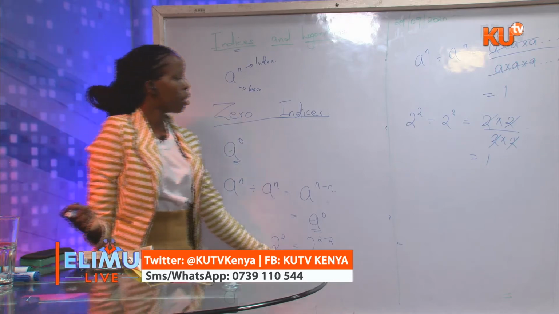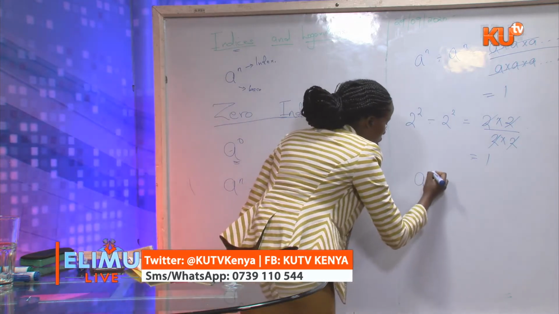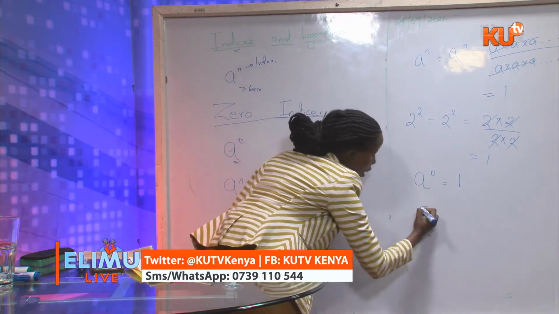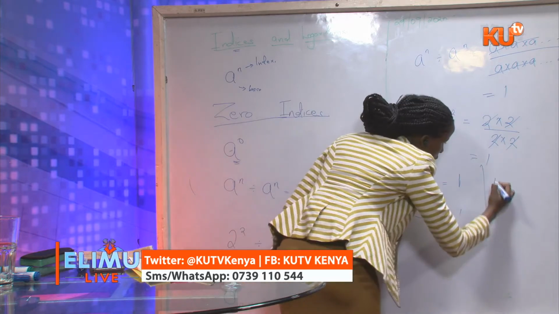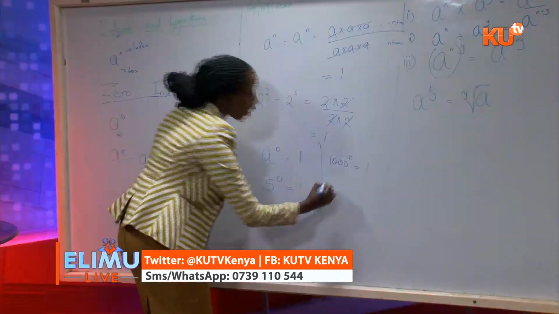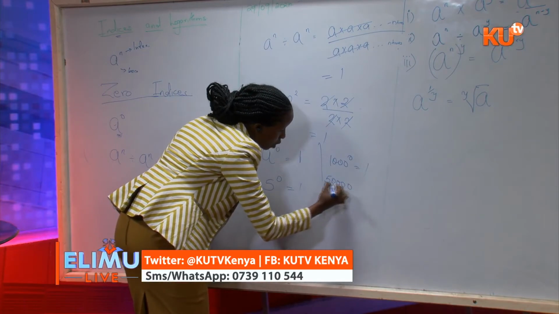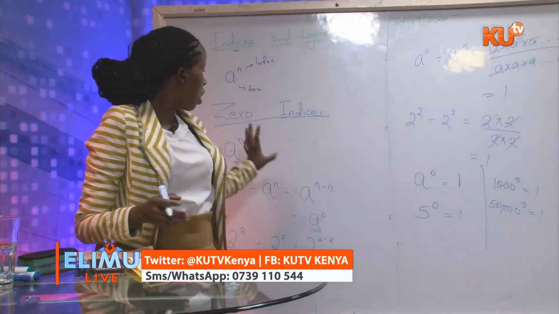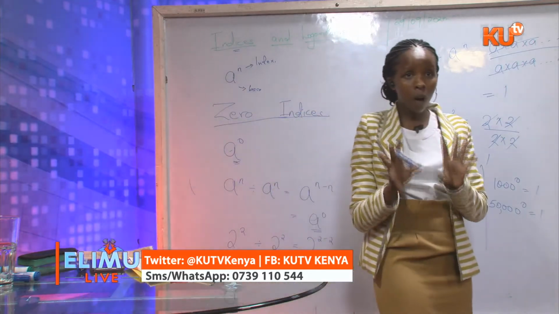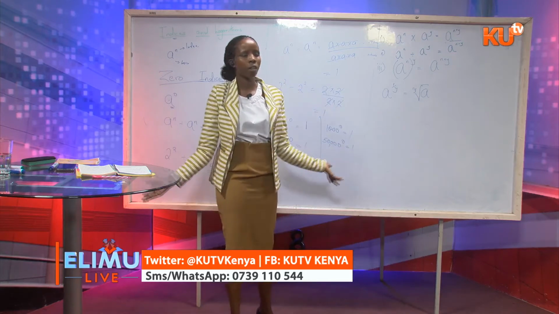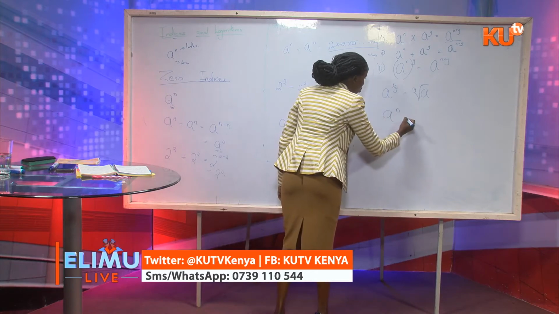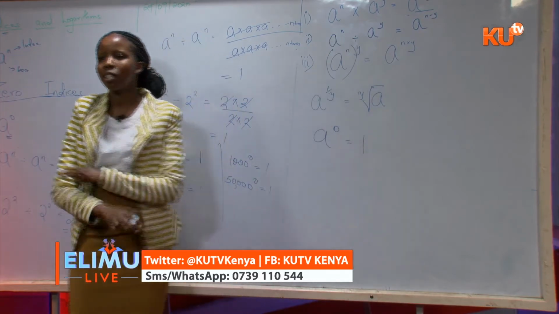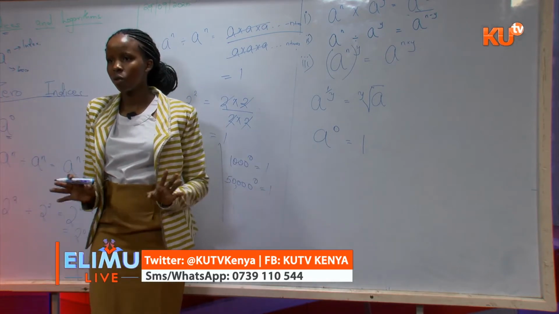So what does that simply mean? That any number raised to 0 is equal to 1. It doesn't matter how big that number is. If I have 5 raised to 0, 1. If I have 1,000 raised to 0, 1. If I have 50,000 raised to 0, it narrows down to 1. And this is the zero law of indices: any number, no matter how big or small, raised to 0 narrows down to 1. Remember when I put an A, this means it is any number. So any number raised to 0 is equal to 1.